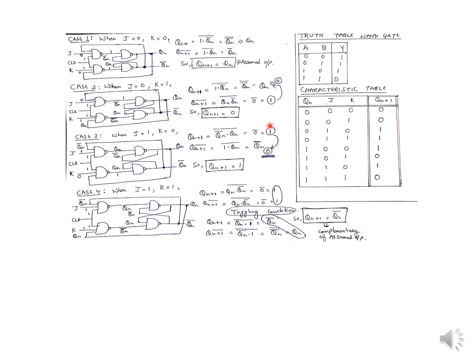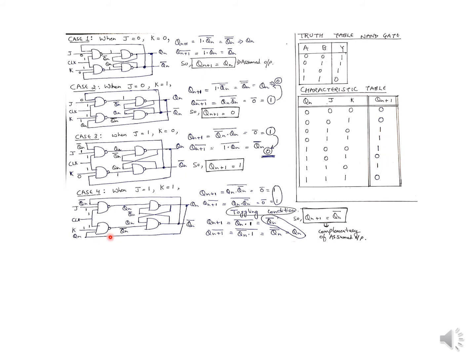Okay, so as we can see here, we are getting 1 as the output as the next state. That means irrespective of the previous output, we are getting 1 as the output. So here it is 1 and here it is 1.